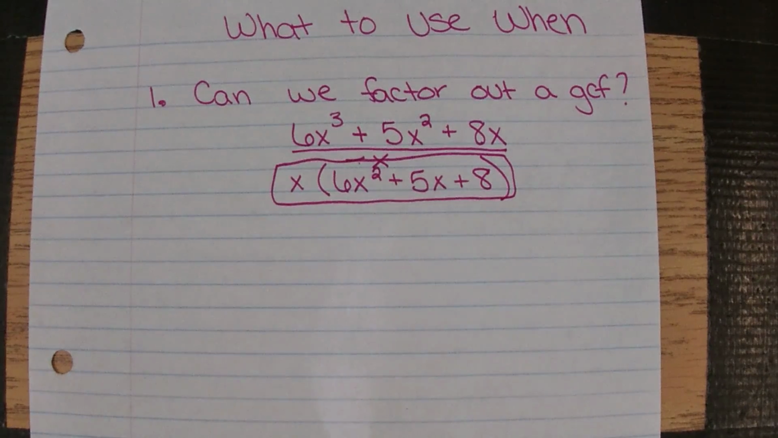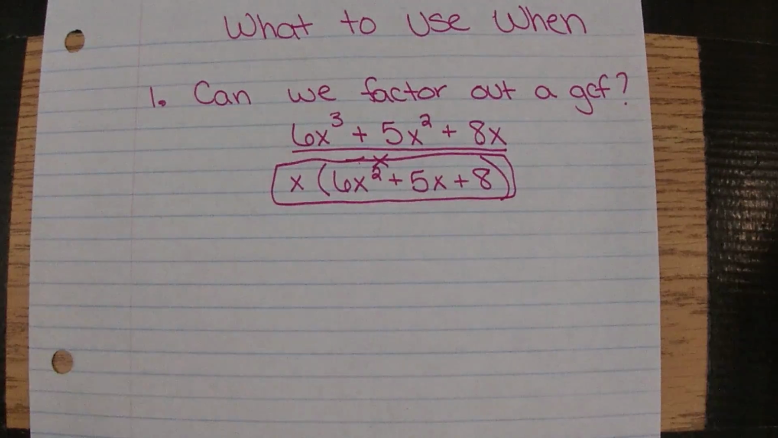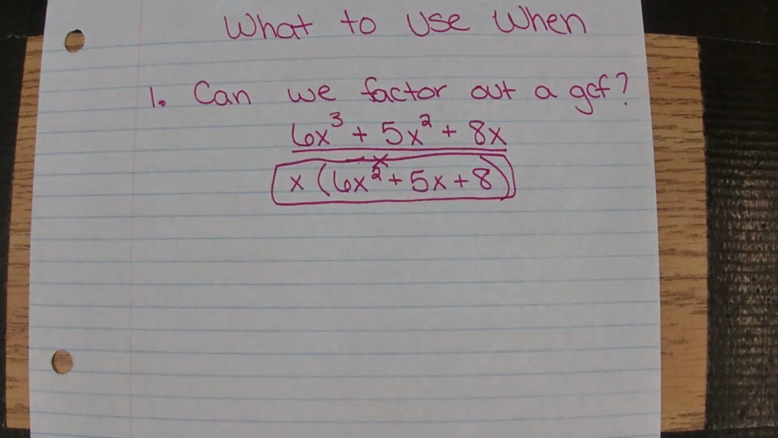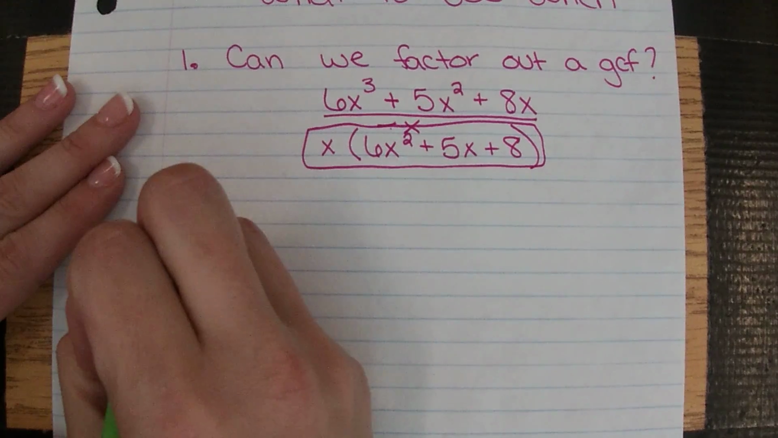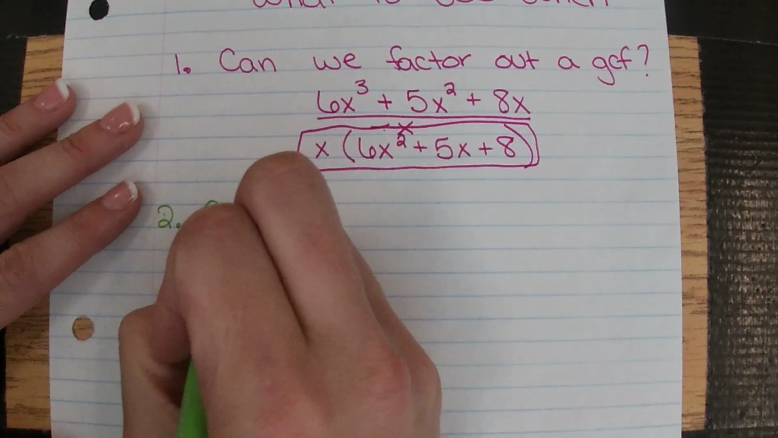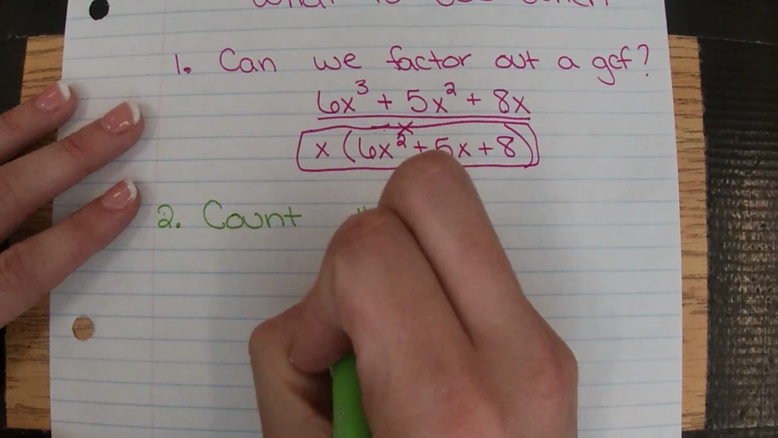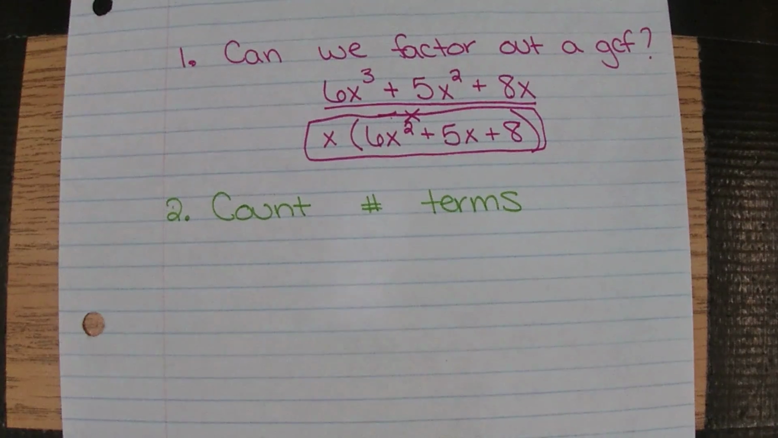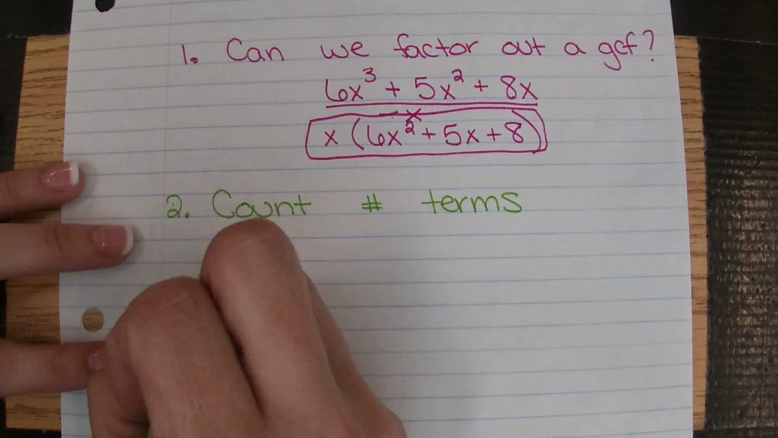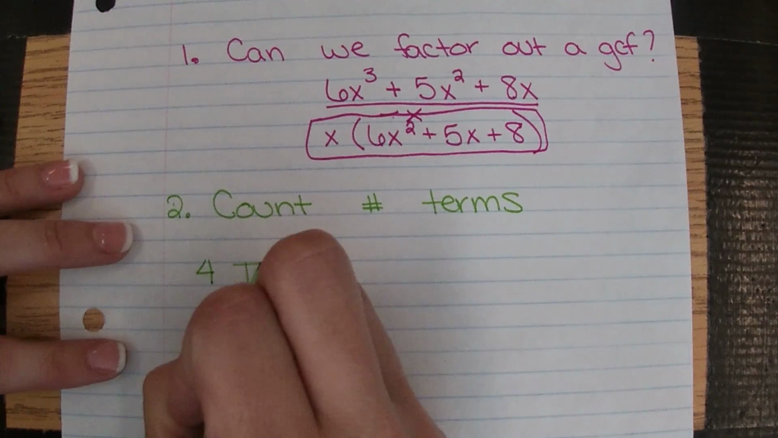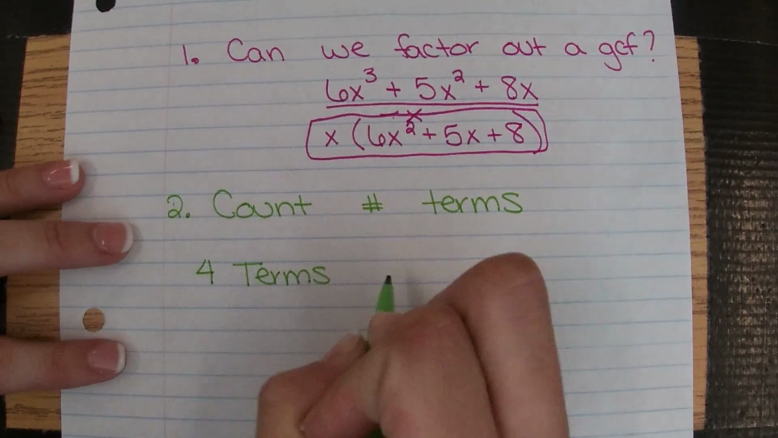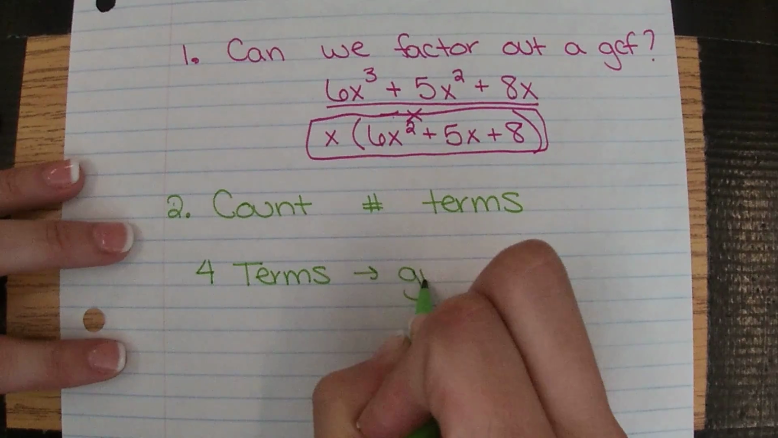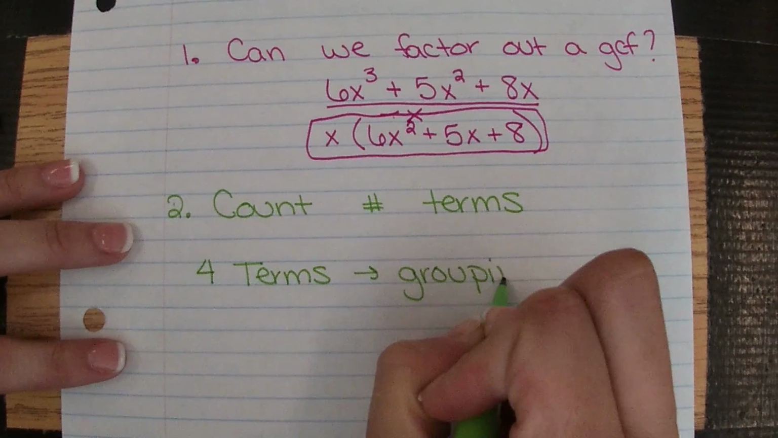So step number 1, can we factor out a GCF? If we can, that's the route we're going. The second step is that we're going to count the number of terms. If we count the number of terms and it is 4 terms, we want to factor by grouping.